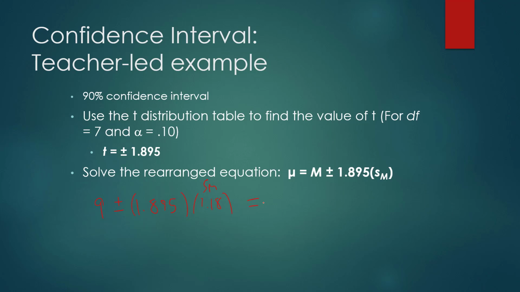So that's going to give us 9 plus or minus 2.2361. And that ends up giving us a confidence interval of 6.7639 to 11.2361.